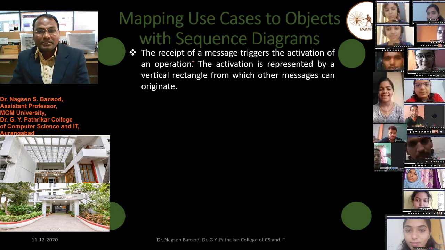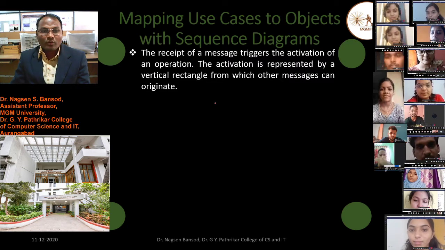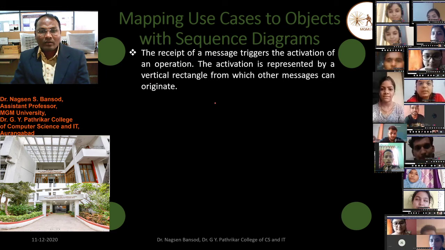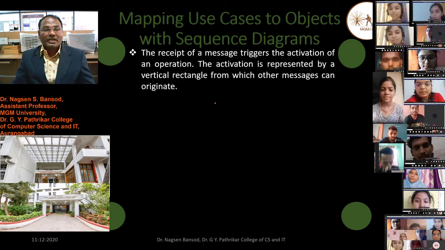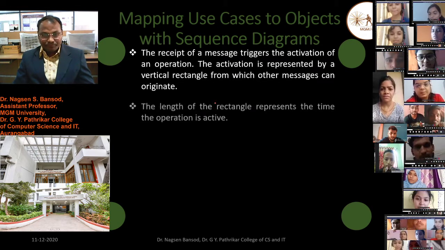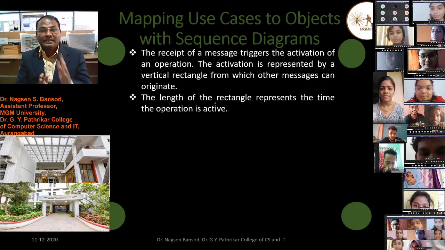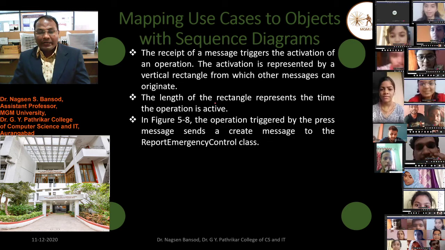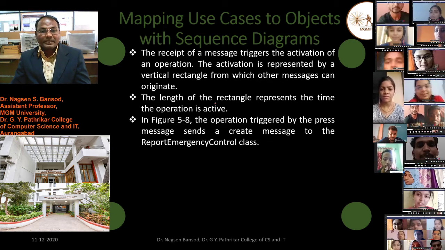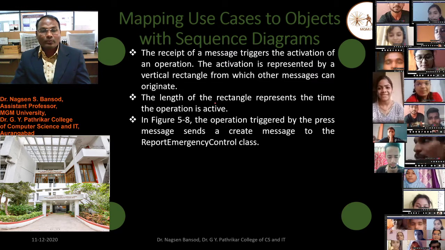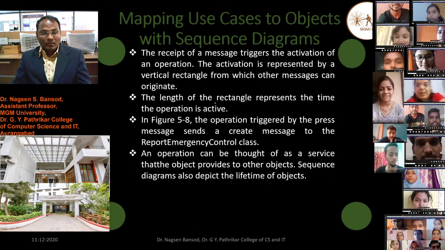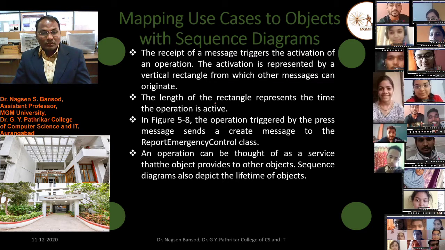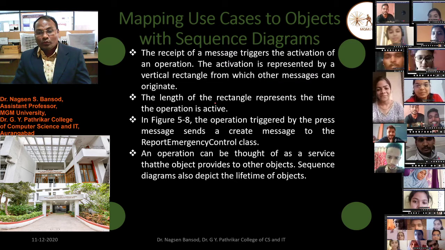The receipt of a message triggers the activation of an operation. The activation is represented by a vertical rectangle from which other messages can originate. The length of the rectangle represents the time the operation is active. In figure 5.8, the operation triggered by the press message sends a create message to the report emergency control class. An operation can be thought of as a service that the object provides to another object.